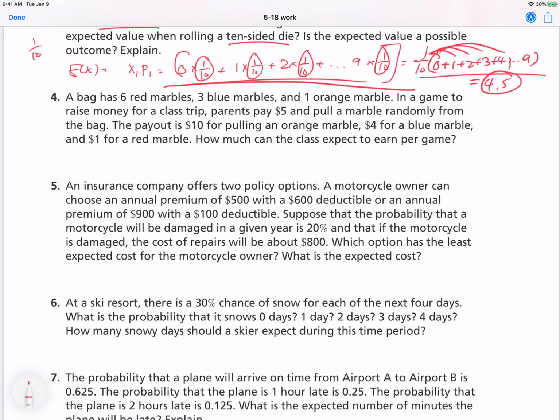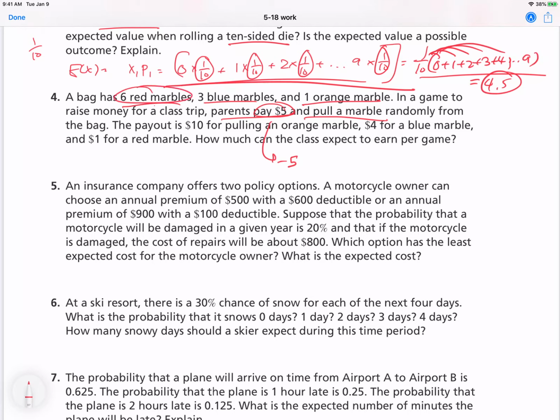Number 4, a bag has 6 red marbles, 3 blue marbles, and 1 orange marble. In a game to raise money for a class trip, parents pay $5 and pull a marble randomly from the bag. The payout is $10 for pulling an orange marble, $4 for a blue marble, and $1 for a red marble. So parents pay $5 means that you lose the $5, right? You want to put a negative sign in front of it.